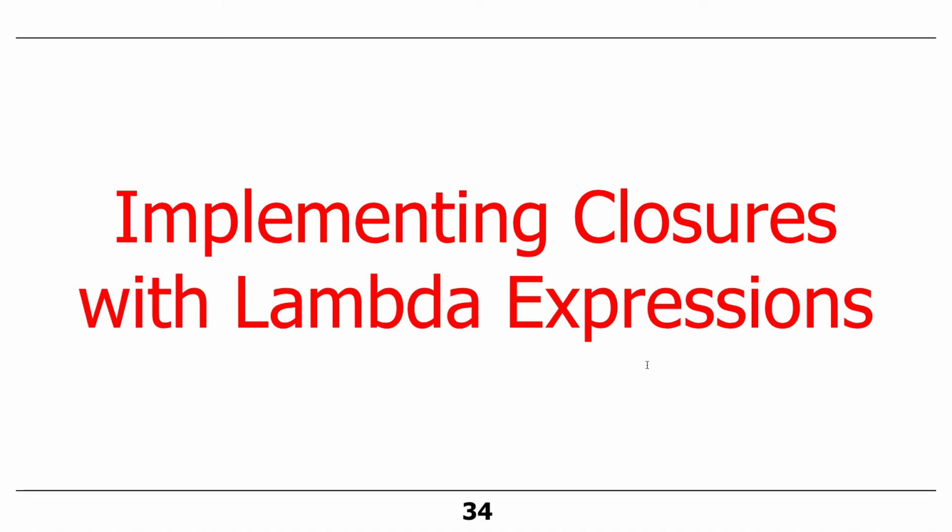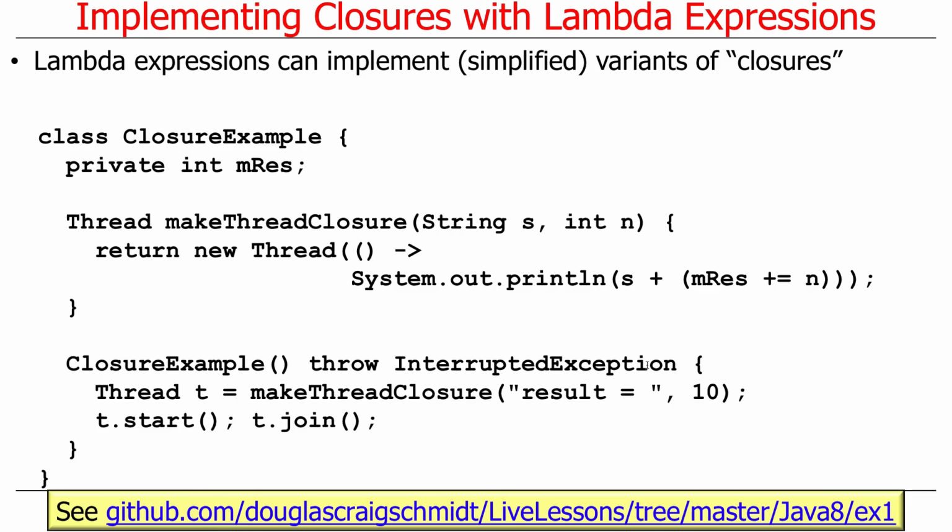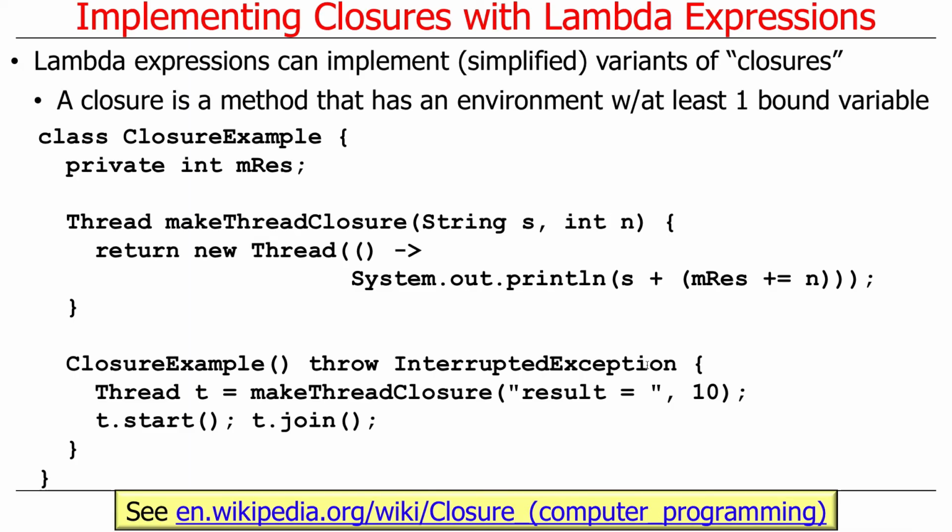One other little point I want to mention here, and this is a little bit more of an advanced topic, so I'm just going to talk about it briefly. Using lambda expressions allows you to implement a variant of something called closures. If you take a look at this particular link, EX1, you'll see the program I'm demonstrating here. And this is an example of closures. So that obviously raises the question, what is a closure?